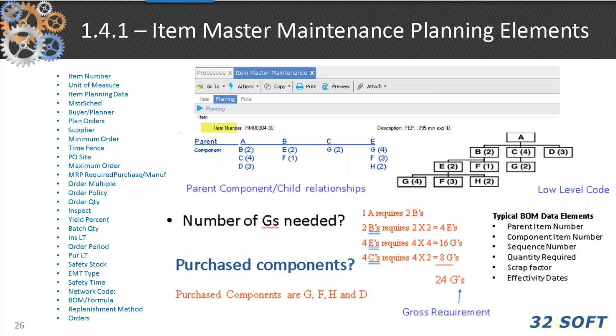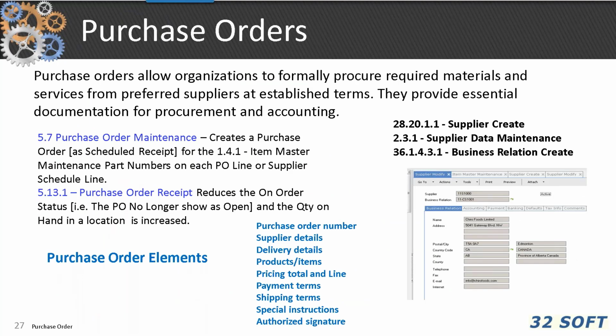Now that we have a fair understanding of items and BOMs and what drives MRP, let's consider the 4 primary elements that drive material requirements planning on a daily basis. First are purchase orders. Purchase orders allow organizations to formally procure required materials from preferred suppliers at established terms. Purchase orders provide standard documentation flow for procurement and accounting.